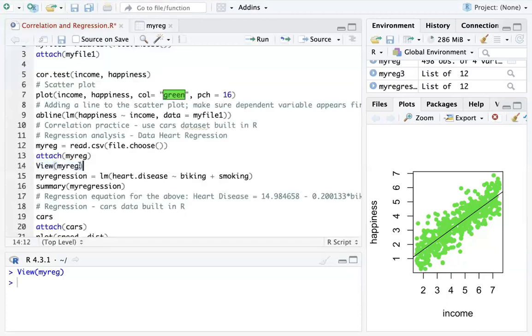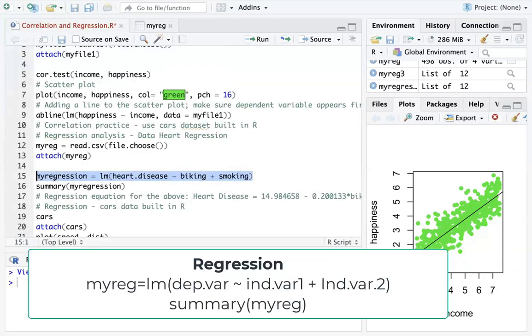Okay, so using this view(myreg), it shows that we have these variables. Then I will run this command for regression analysis. It says myreg, my regression, that's the name of the object that I created. It is storing all the information. lm stands for linear model. heart disease is the dependent variable, followed by the tilde sign. Then the independent variables are separated by a plus sign: biking plus smoking.